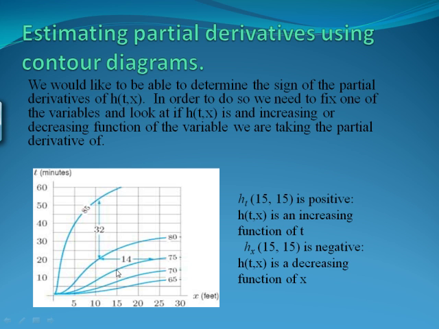Now, if we take the partial with respect to x, again we start at 15, 15, but now we increase x to see what the values are doing. So we're on the 75 line. As we move right, you're going to see eventually we're going to hit the 70 line, and if we kept going, eventually we'd hit the 65 line. So 75 towards 70, that's a decreasing function of x. If it's decreasing, that means the partial derivative is negative. So you want to get used to looking at whether or not contour diagrams are increasing or decreasing within a variable, because that will also tell you the sign of the partial derivative.